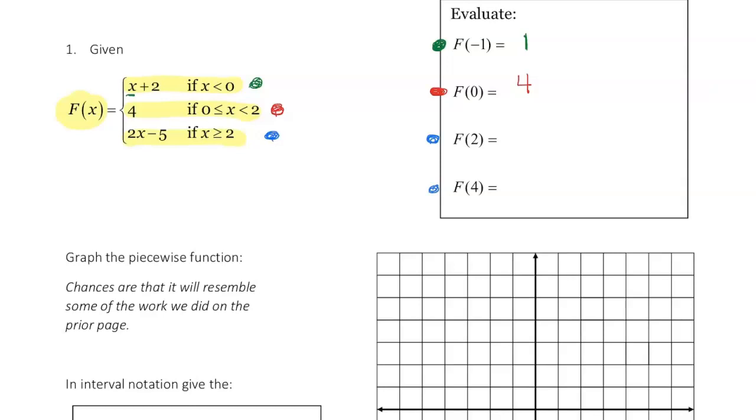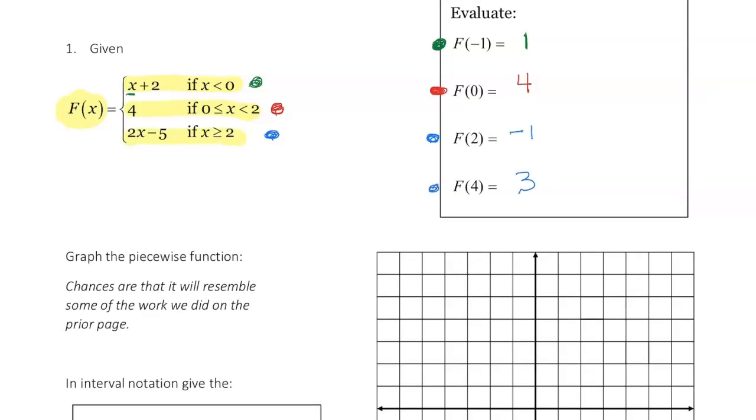And for the last piece, plug in a 2. 2 times 2 is 4 minus 5, gives you a -1 for the evaluation where x is 2. And for the evaluation where f is 4, or where x is 4, you're going to plug in a 4. 4 times 2 is 8, minus 5 is 3. Okay, so that takes care of the evaluate box. Now let's go back to our green color again.